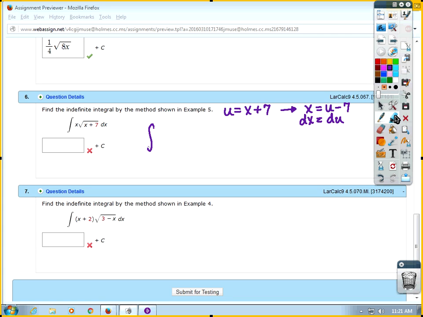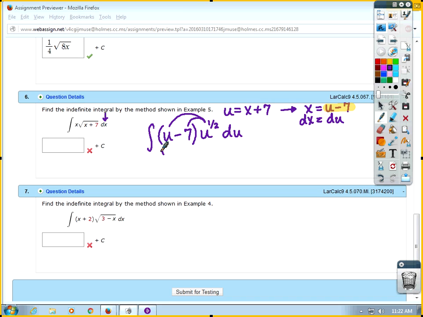So substituting for x right after our integral symbol, we have u minus 7, so put that in parentheses. And then we're substituting for the square root of x plus 7, that's going to be the square root of u. And of course, we're going to rewrite that square root as a rational exponent, u to the 1/2. And then we also are substituting in place of our dx, we're substituting du, because dx is equal to du.